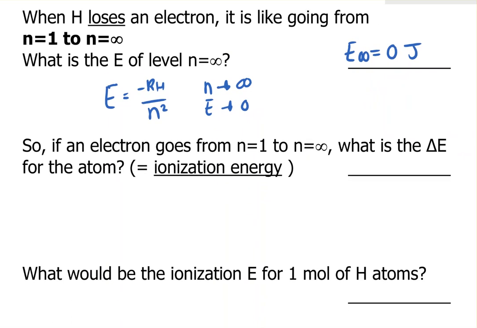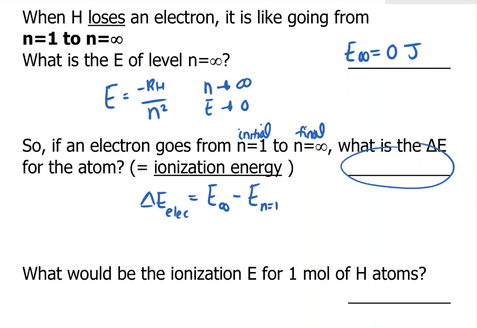Okay, so what if an electron goes from its ground state in hydrogen to n equals infinity, so it's totally left. When we think about this, this is going to be our initial, and this is going to be our final. The change in energy for the electron, or in this case for the atom, is going to be the final minus the initial. This is on your lab report, so I will leave it up to you to calculate that number.